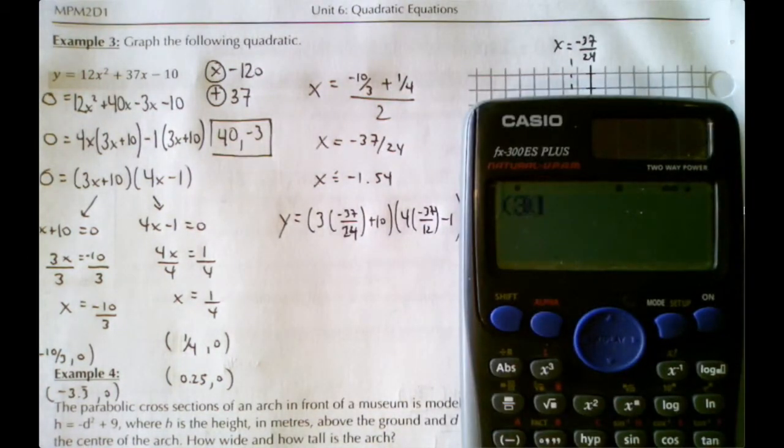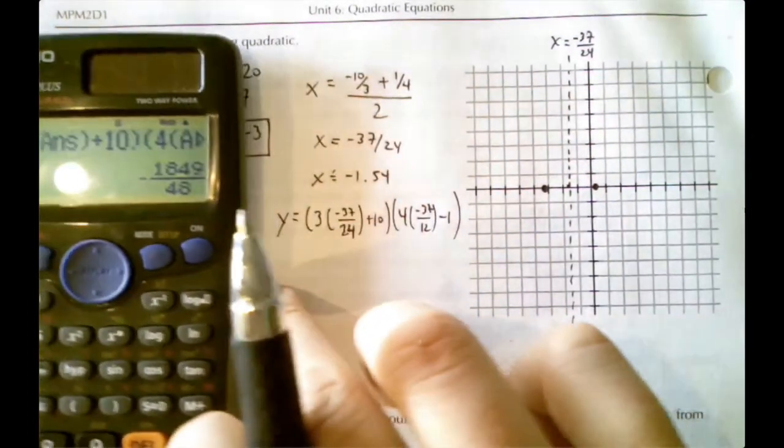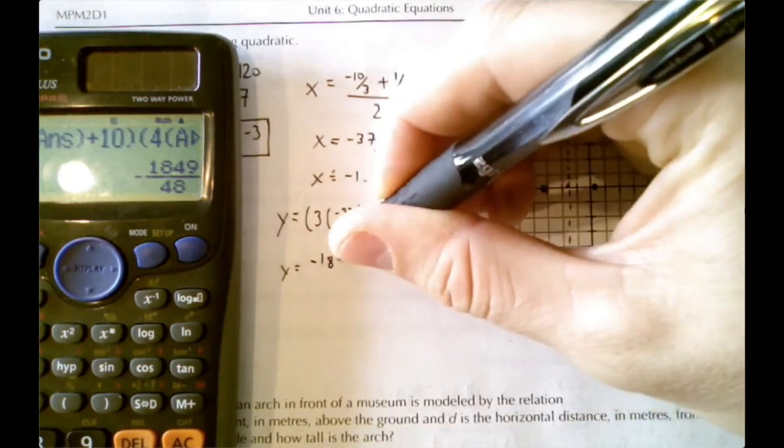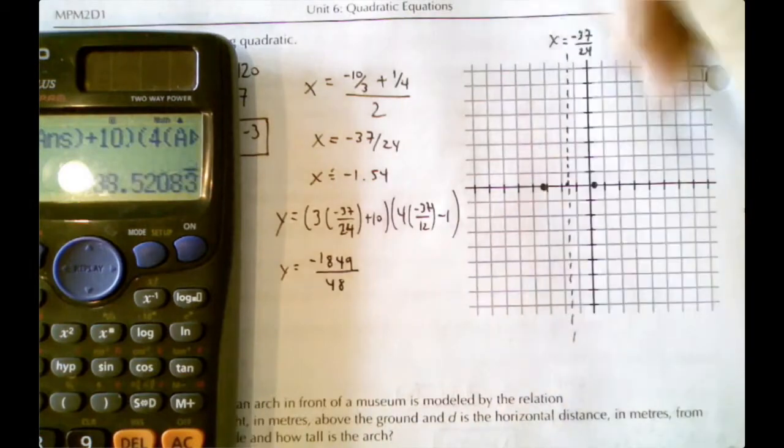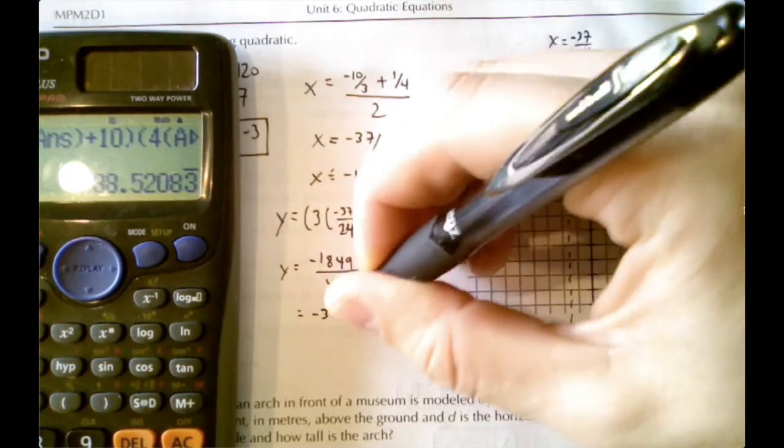So we got 3 bracket. I kept it as my answer, so I'm just going to write answer. Plus 10 and 4 answer minus 1. I have that fraction answer from the last question stored in my calculator. And there we have a really, really ugly looking fraction. Don't often call fractions ugly, but this one, negative 1,849 over 48, which is approximately negative 38.5.